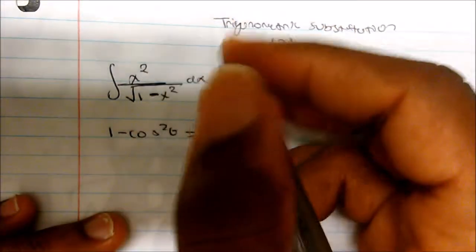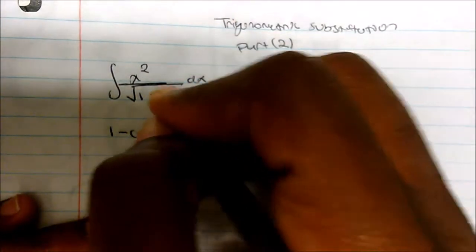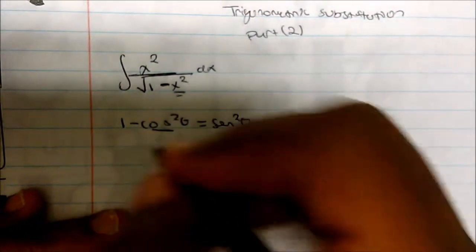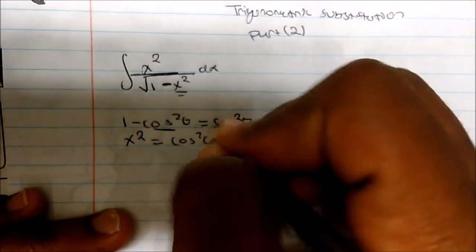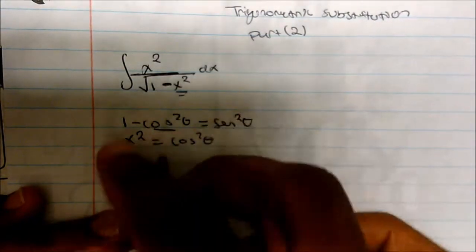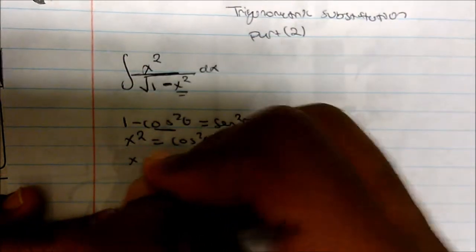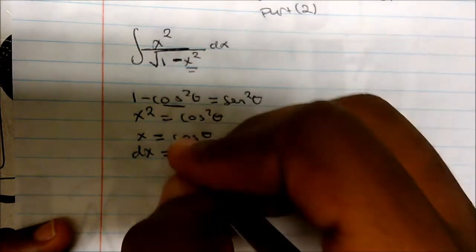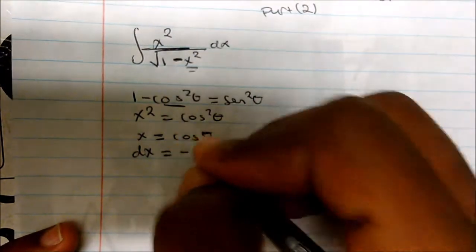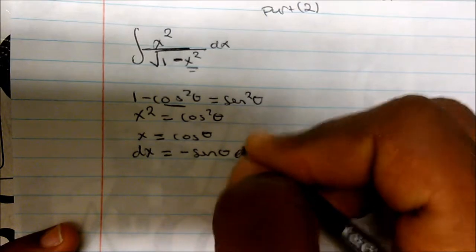And so if I look at this, cosine squared theta maps to x squared. And so if I set those equal to each other, then this becomes x squared is equal to cosine squared of theta. If I take the square root on both sides, this becomes x, and that is equal to cosine of theta. Well, what's my derivative? Because we found x, we need to find what dx is. Derivative of cosine is negative sine of theta d theta.